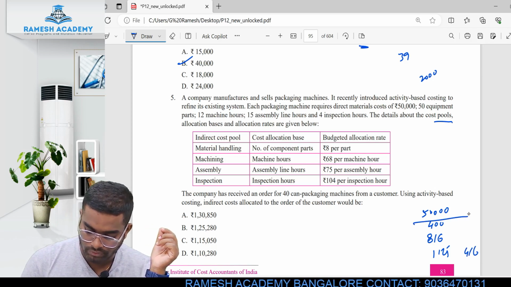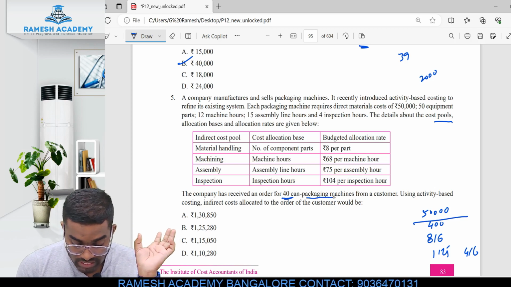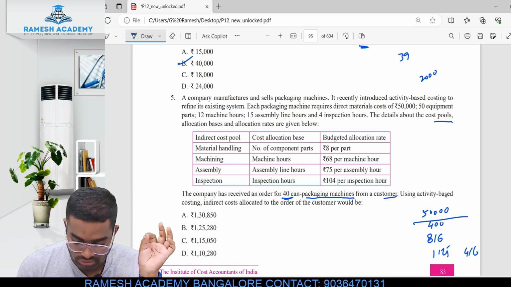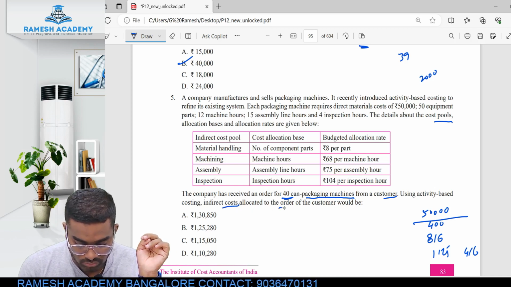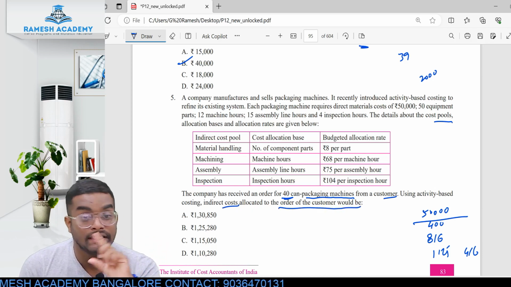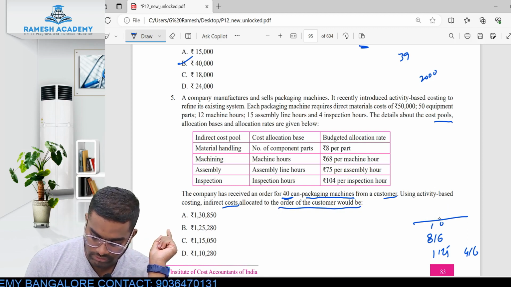So what are they asking? The company has received an order for 40 can packaging machines from a customer using ABC costing. The indirect cost allocated to the order would be... So they are asking for the indirect cost to be allocated. So we'll not use this because it is a direct cost.